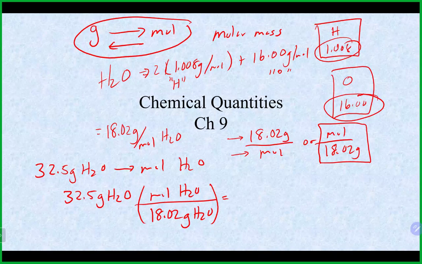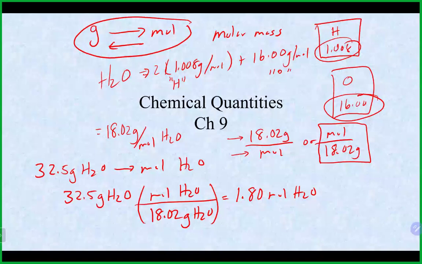And usually molar mass, we go about 4 significant figures. So 1.80 moles of water. So that is a really important conversion. Also, going backwards from moles back to grams, which obviously would be the opposite sort of calculation.